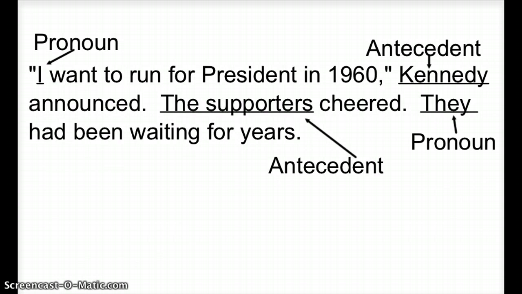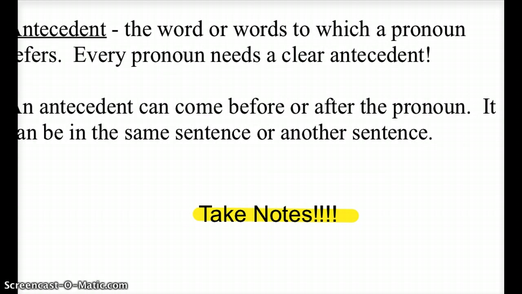Another example: it can be in the same sentence or it can be in a totally different sentence as well. I want to run for president in 1960, Kennedy announced. So the pronoun comes before the antecedent. In this example, I is referring to Kennedy, the antecedent. In the next sentence, the supporters cheered. They had been waiting for years. So you can see they is the supporters in the previous sentence. So the pronoun can come first, the antecedent can come first, and they can be in totally different sentences.